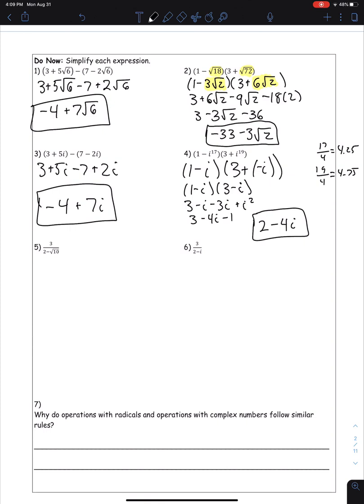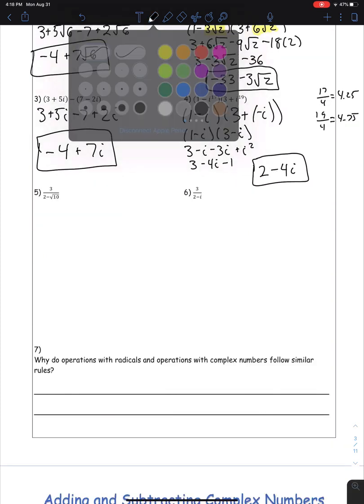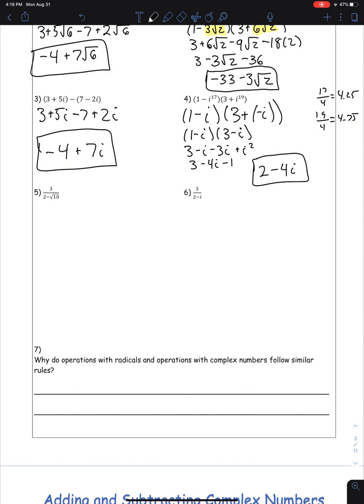Let's look at number 5. Number 5, we are dividing a radical expression, and our denominator is irrational. We can never have an irrational denominator. We have to rationalize it. So what do we do to rationalize our denominator? Well, we have to multiply by the conjugate of the denominator in the numerator and the denominator. So that would be 2 plus radical 10 getting multiplied in the numerator and denominator.